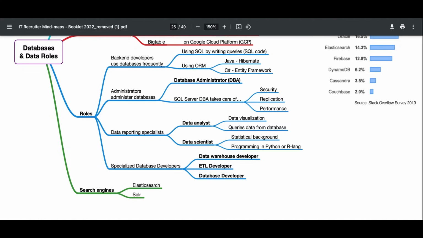Now, the next profile is the database developer. This person is responsible for designing and implementing database schemas, stored procedures, and optimizing queries. Now, what skills should this person be aware of? This person should have SQL proficiency, understanding of relational and non-relational database design, and should know programming skills.